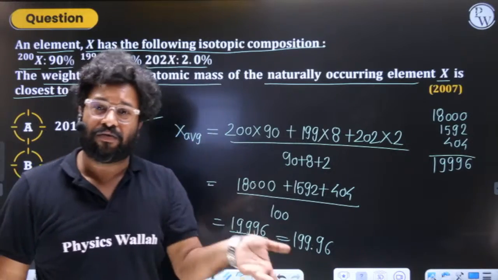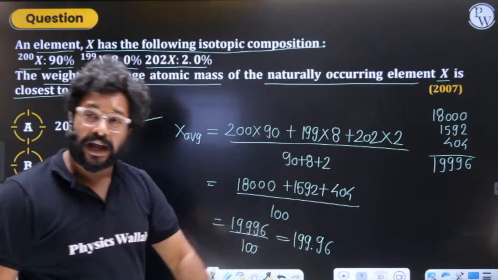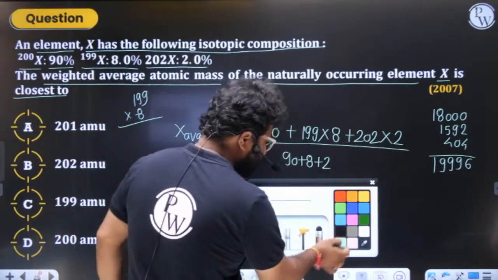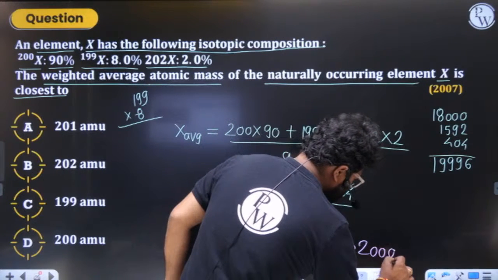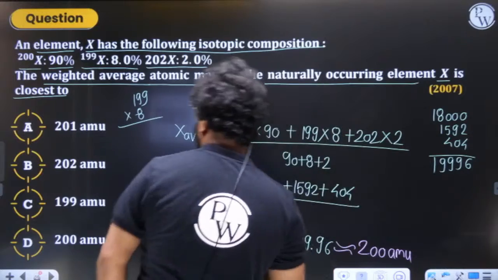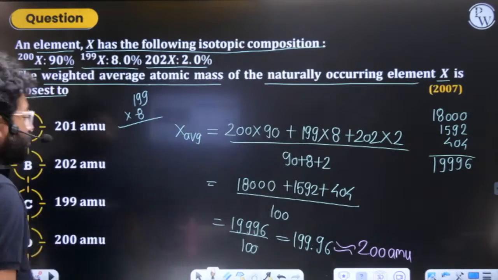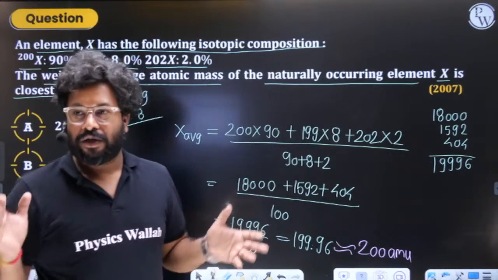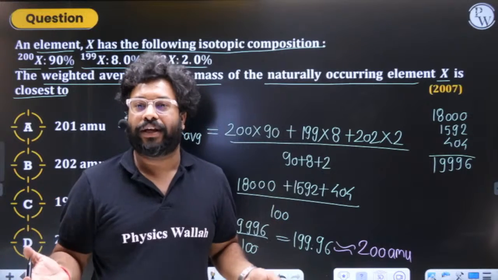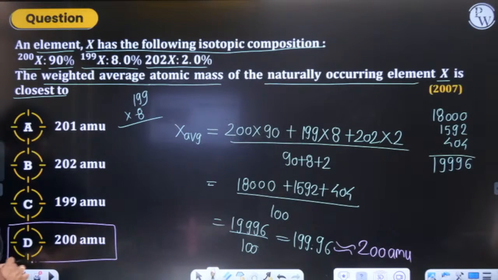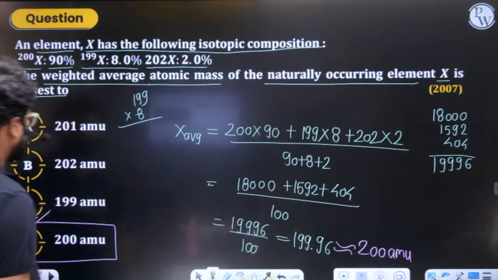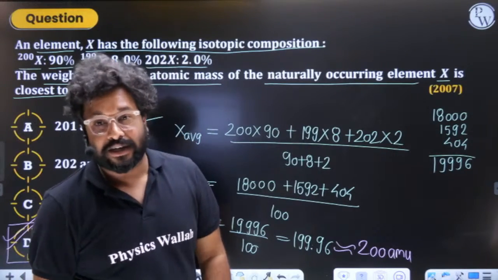It comes out to be 200 only, because 199.96 is nearly 200 AMU only. Okay, so it comes out to be 200 only, no matter, but you need to confirm that by solving it. That's why the correct answer is option D, 200 AMU. Option D is the correct answer.